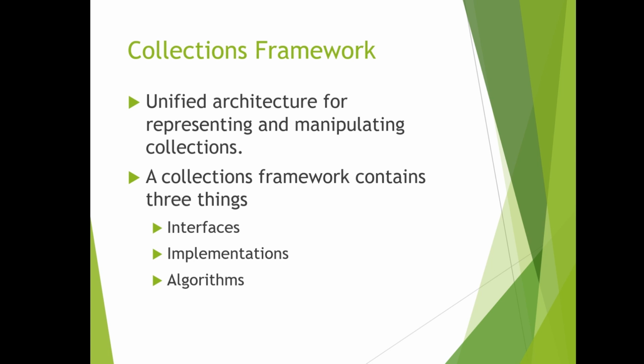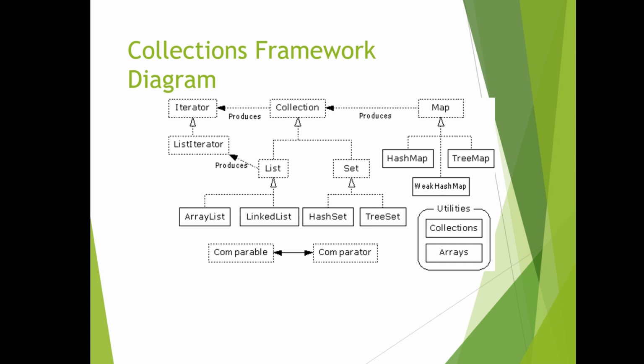A collection framework contains three things: interfaces, implementations, and algorithms. This is the collection framework diagram. In the dotted rectangle, we have the interfaces. Iterator, collection, map, list iterator, list, and set are the interfaces. ArrayList, LinkedList, HashSet, TreeSet, HashMap, and TreeMap are all the classes.